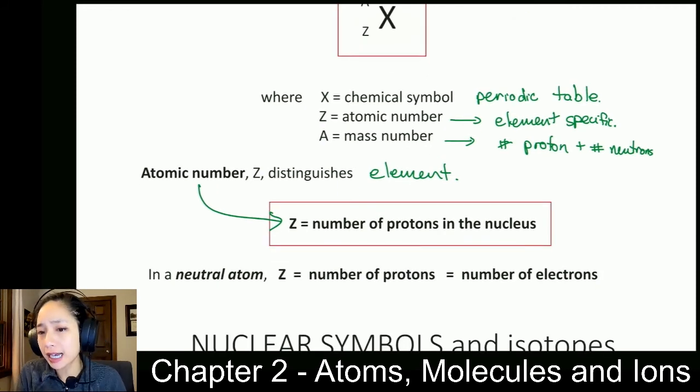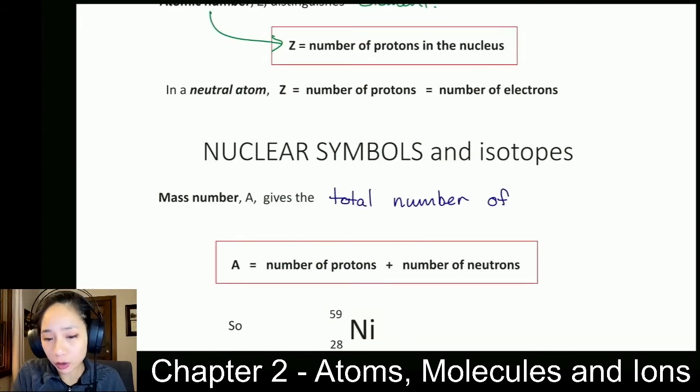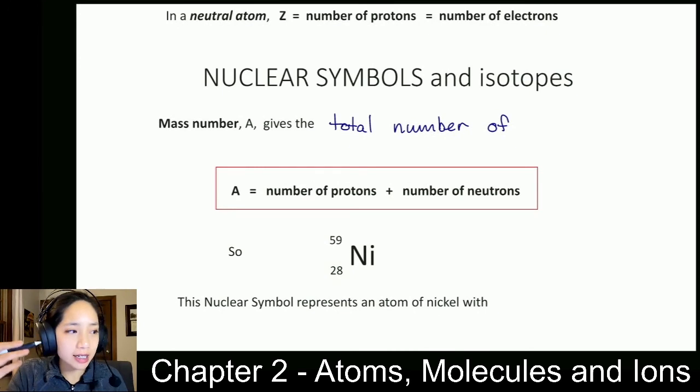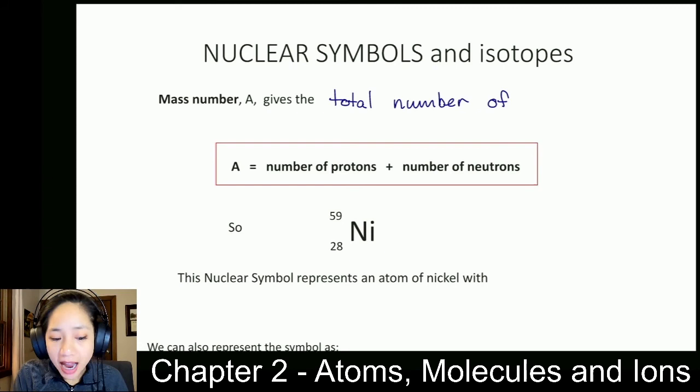And just as an aside, if we have a neutral atom and we know the number of protons in the nucleus, then we have to have an equal number of electrons around the nucleus in order to cancel out that charge to produce a neutral atom. When we get to ions, we'll learn that the number of electrons can change within an element, but the number of protons never changes for an element in chemical reactions. So that is Z. Z is our atomic number. It defines the element.